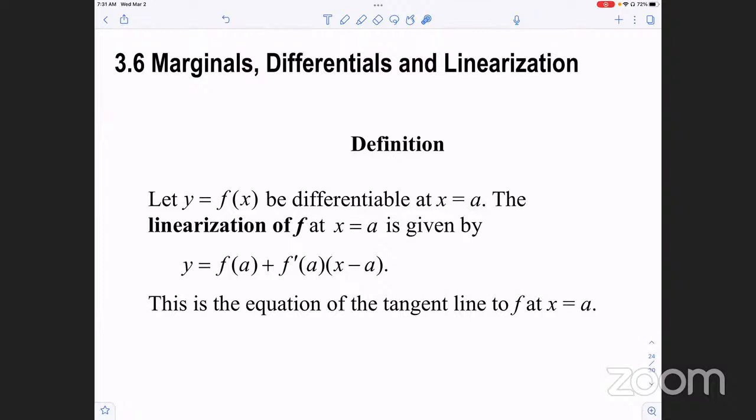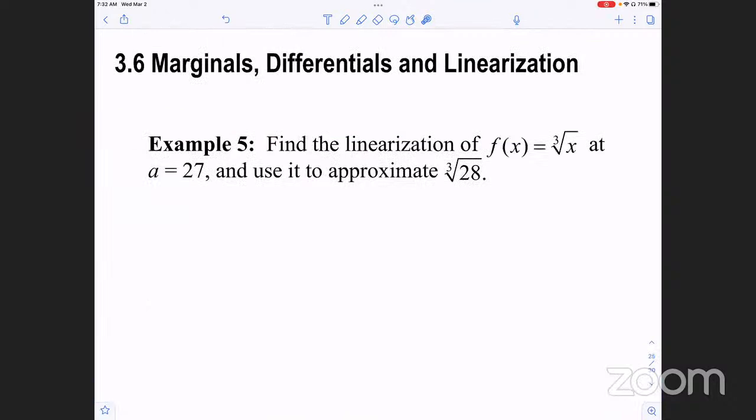So if we wanted the actual equation of the tangent line at a point, then we have a point and the slope. We would have to use the point slope formula. So this is a direct application of the point slope: y minus y1 equals m times x minus x1. If you add that y1 to both sides, you get this guy, right? So this is a direct formula, so you can get the equation of the tangent line at a point. This is the equation of the tangent line to f at x equals a, okay? So find the linearization of this guy with these conditions.